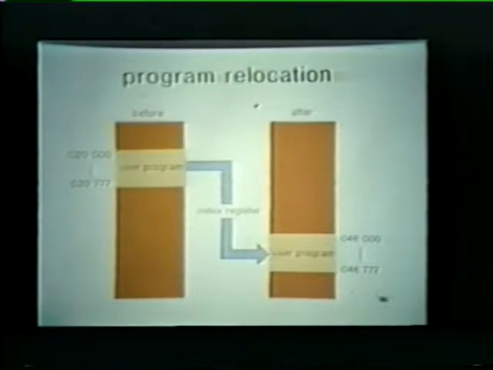General purpose registers R0 through R5 can also be used as index registers for program relocation. The purpose of program relocation is to move an entire program from one area of memory to a completely different area. Rather than rewrite the entire program, we can simply use an index register to accomplish the move. Let's see how this is done.